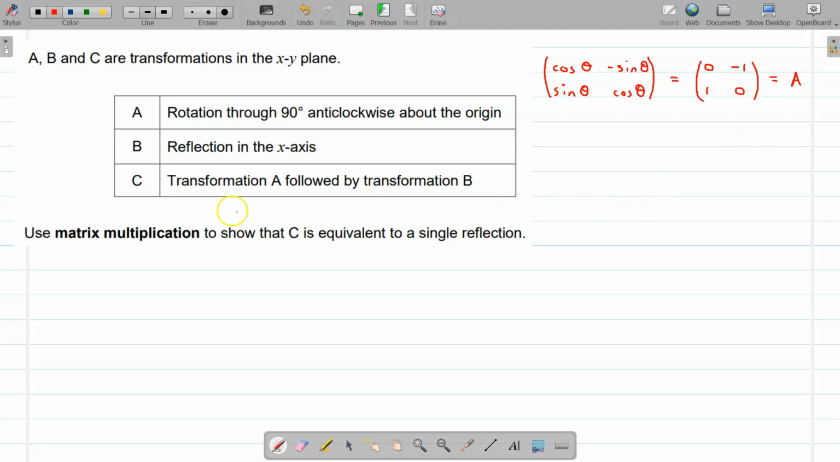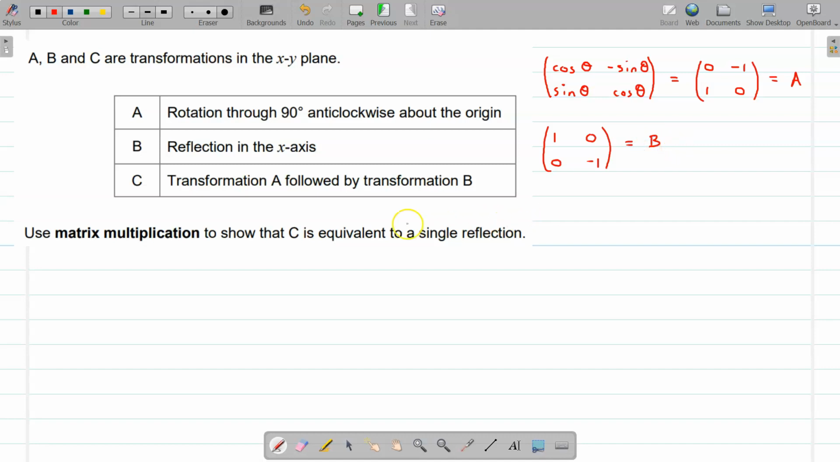Okay. Now the reflection in the x-axis is the matrix B. Okay, and that is going to be 1, 0, 0, minus 1. Okay, it's easy to test these out. If you just take a point and multiply it by that matrix, you'll see that what happens is its x coordinate stays the same, but the y coordinate becomes negative. Okay, so that's a reflection in the x-axis. So that's the matrix they're calling B.